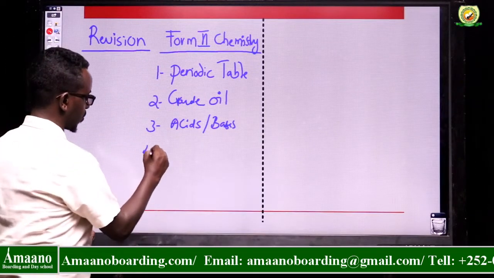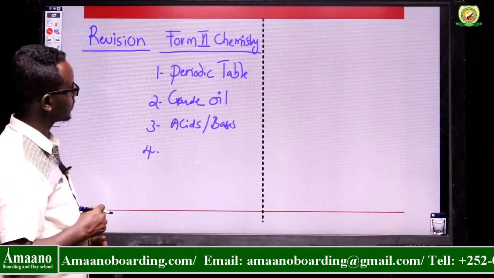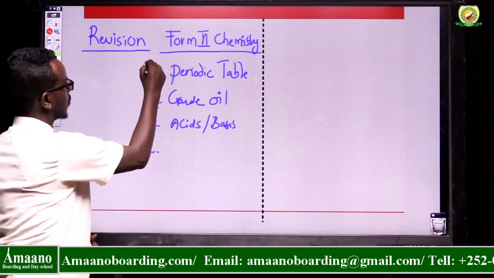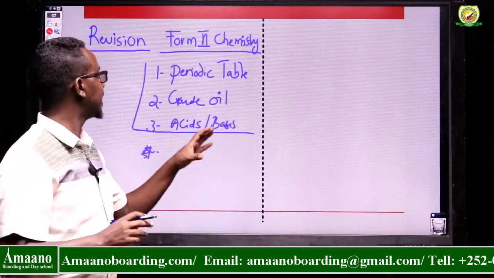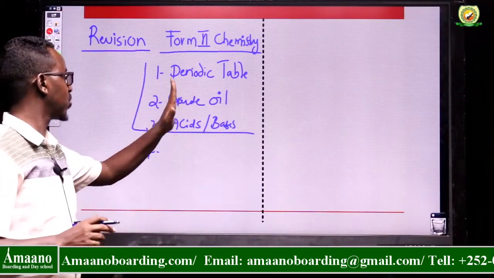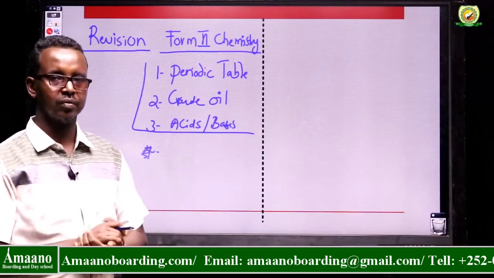So the last one is what? Okay, that's all. So for Form 2, bear in mind you have to read these 3 chapters: periodic table, crude oil, acids and bases. Okay, thank you very much.